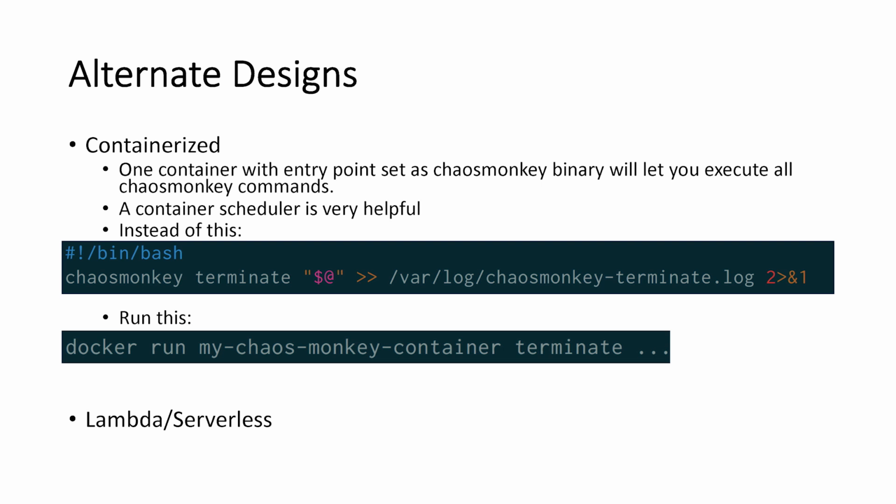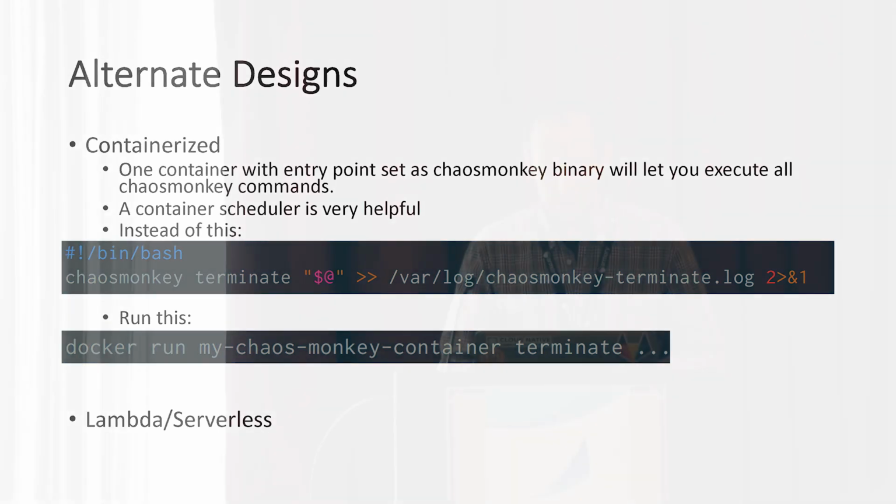A container schedule is also very helpful because you need to replace cron with a container schedule, basically. So instead of running that bash script that runs the Chaos Monkey terminate, you can run a Docker container with the Chaos Monkey binary on it, and through the entry point, pass in terminate and all the conditions there. All of a sudden, that EC2 instance is not as required.